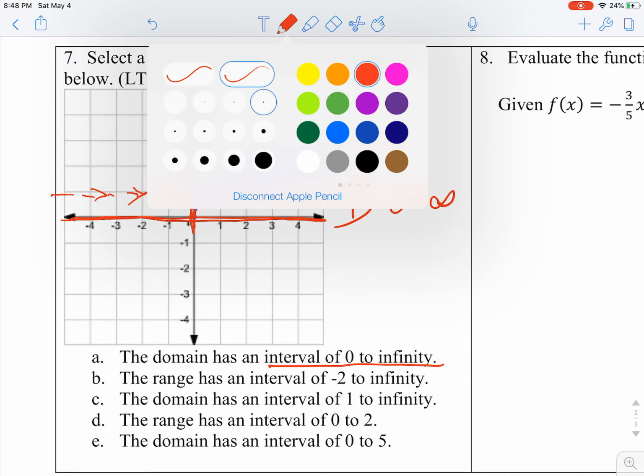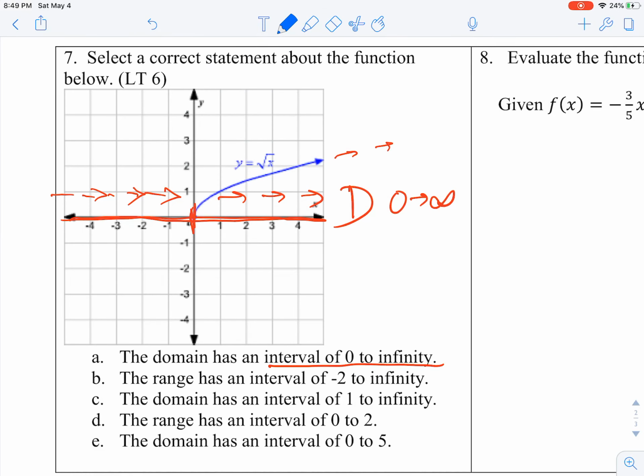Now I'm going to switch colors and let's think about our range. We're coming from the bottom here, from negatives. When do we first meet our range? We first meet our range in this problem at 0. So our range is also going to start at 0.